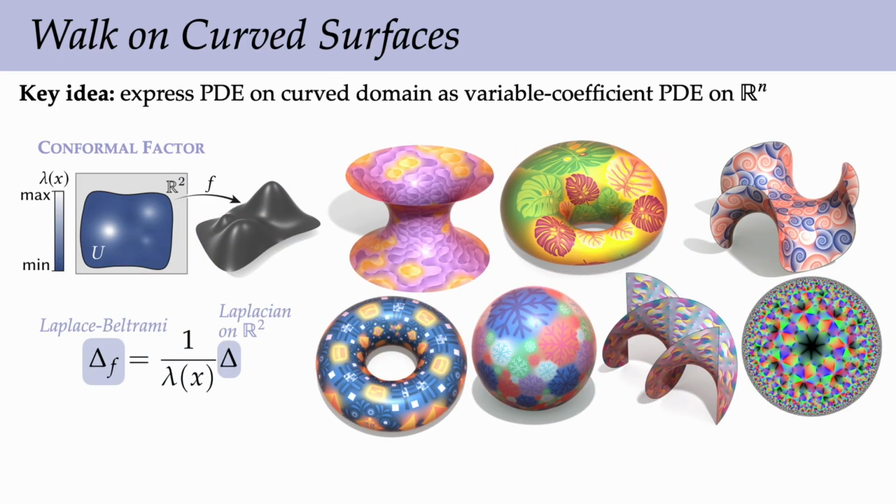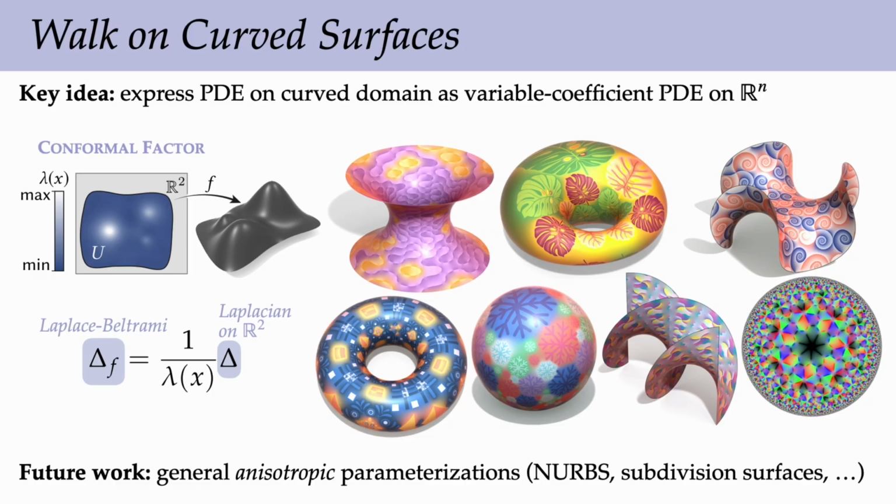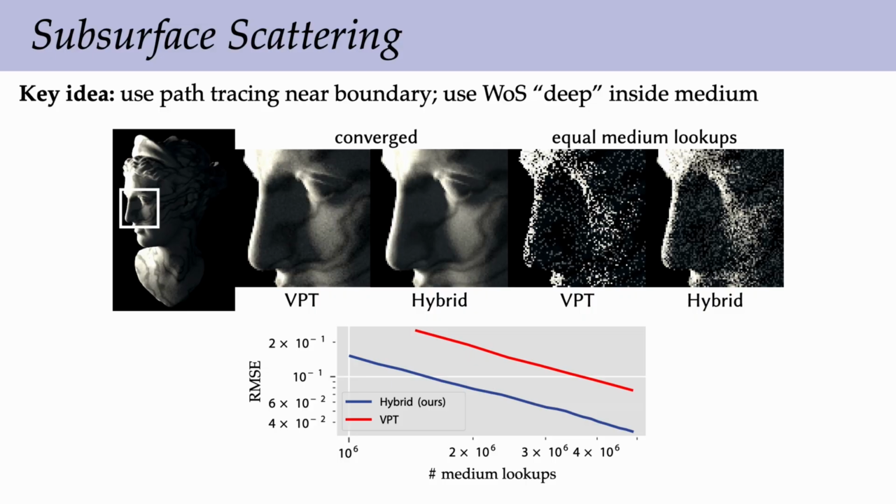We can also start to think about how to solve partial differential equations on curved surfaces. So far our domain has always been a flat subset of R^n, but let's imagine we have a conformally parameterized surface. Well, then the conformal scale factor that tells us kind of how the plane gets deformed into the surface can be reinterpreted as the coefficients for a variable coefficient differential equation. Right? And that lets us solve things like, again, diffusion curves on surfaces. In the future, we'd very much like to generalize this to arbitrary anisotropic parameterization so that we can solve PDEs directly on NURBS and subdivision surfaces and other patches that are important for modeling and engineering.